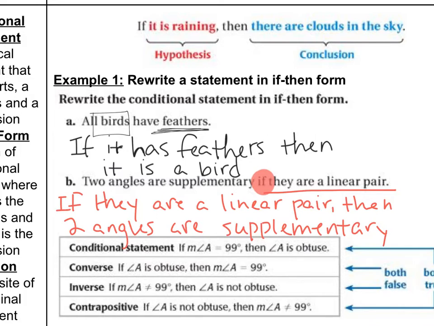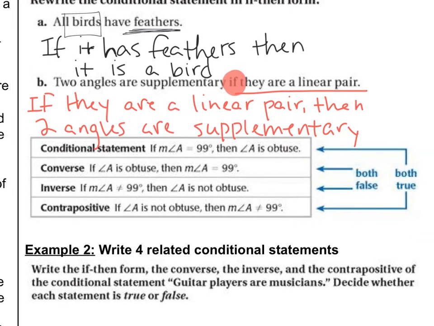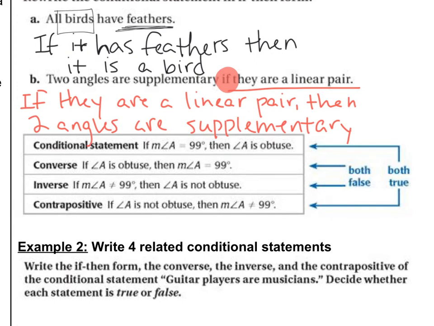Okay? So, with that being said, there's more to these conditional statements than just if-then. So we're going to look at these three right here. You have your conditional statement, which is our if-then. You have the converse. Converse is basically just taking the hypothesis and the conclusion and flip-flopping them. So if the conditional statement is, if the measure of angle A is equal to 99 degrees, then angle A is obtuse, we flip-flop them to say if angle A is obtuse, then the measure of angle A is equal to 99 degrees.